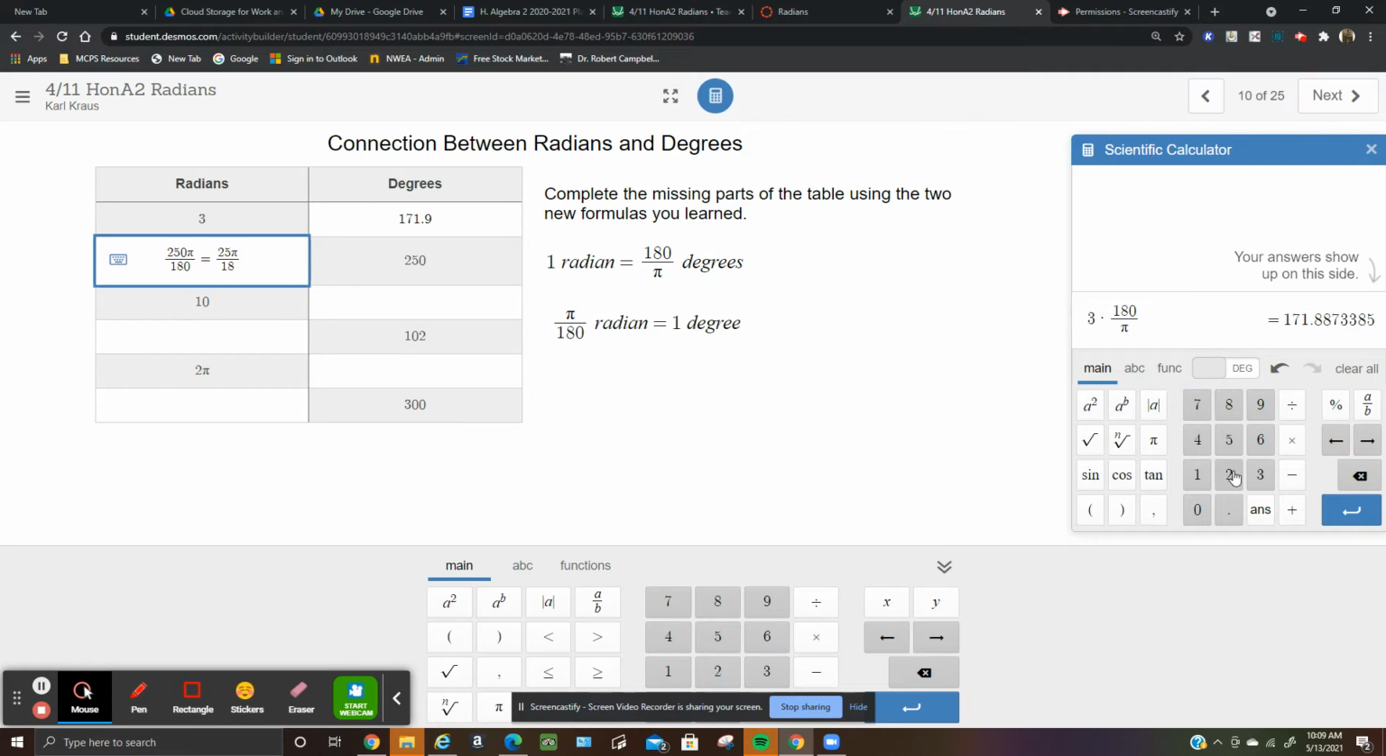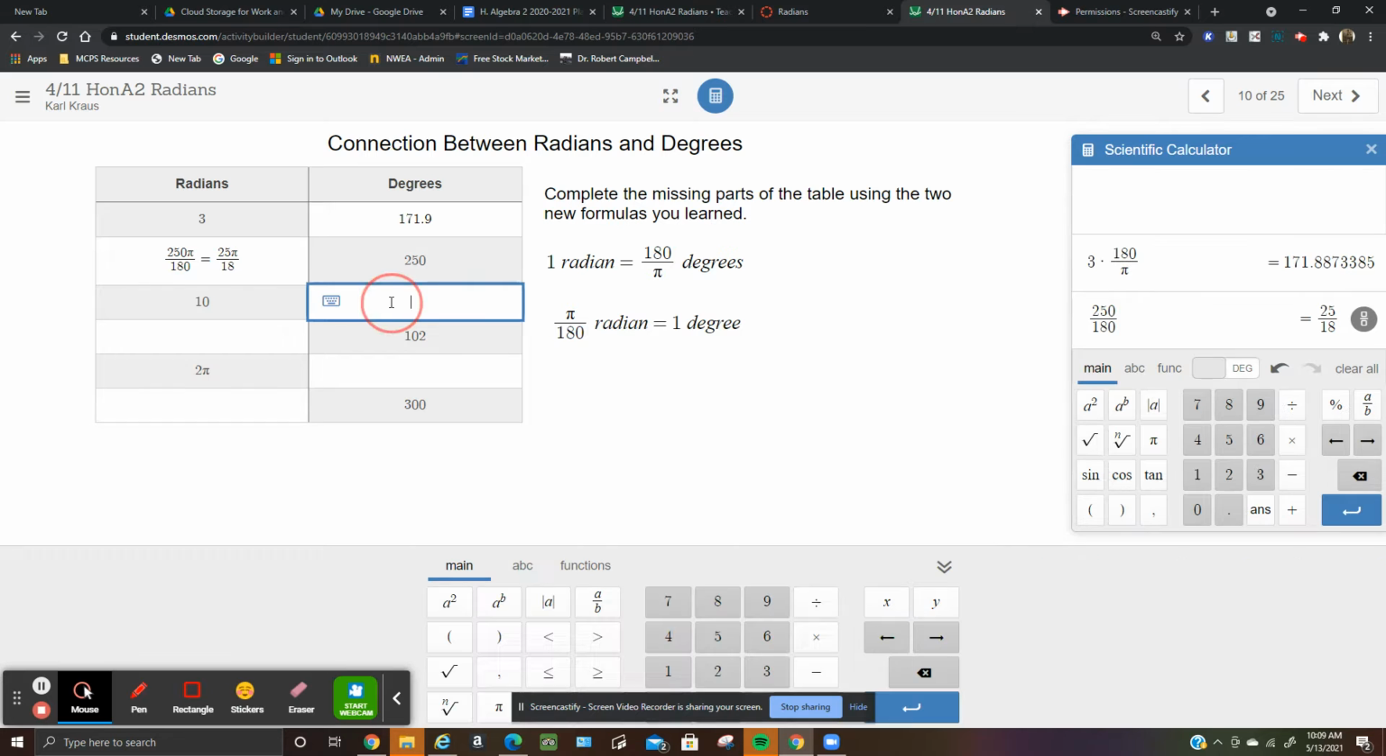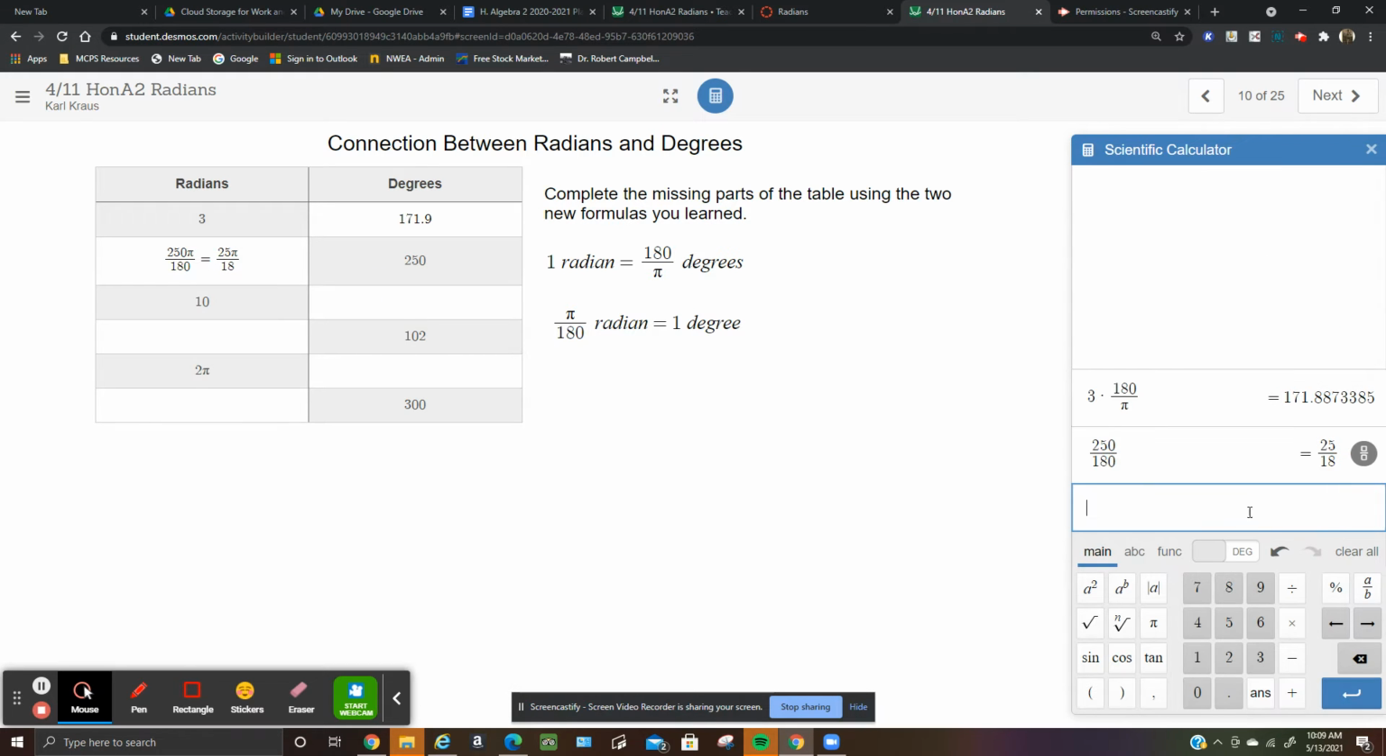And if you're having problems simplifying, you can just do this. Over here on the calculator, 250 divided by 180, and then hit the fraction template there, and it's 25 over 18. Next one, 10. We're going to do 10 times 180 over pi, which is 572.9 or 573.